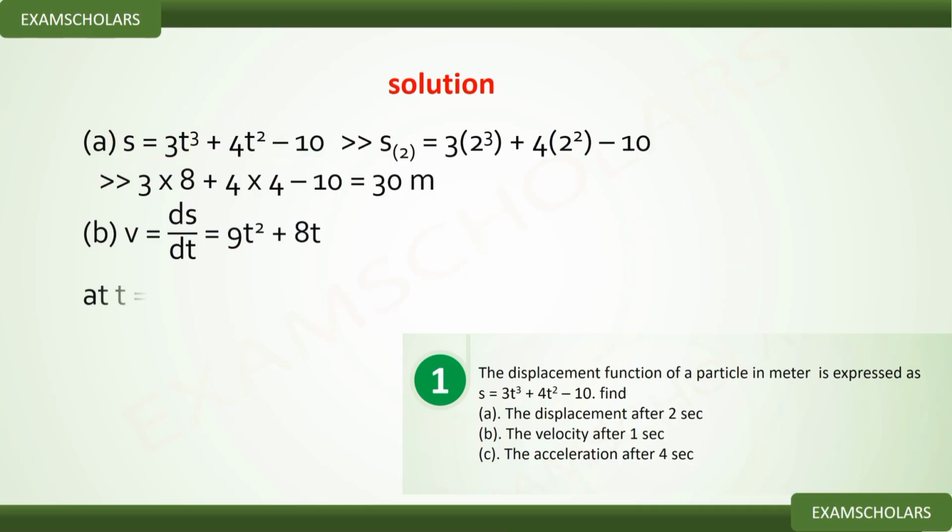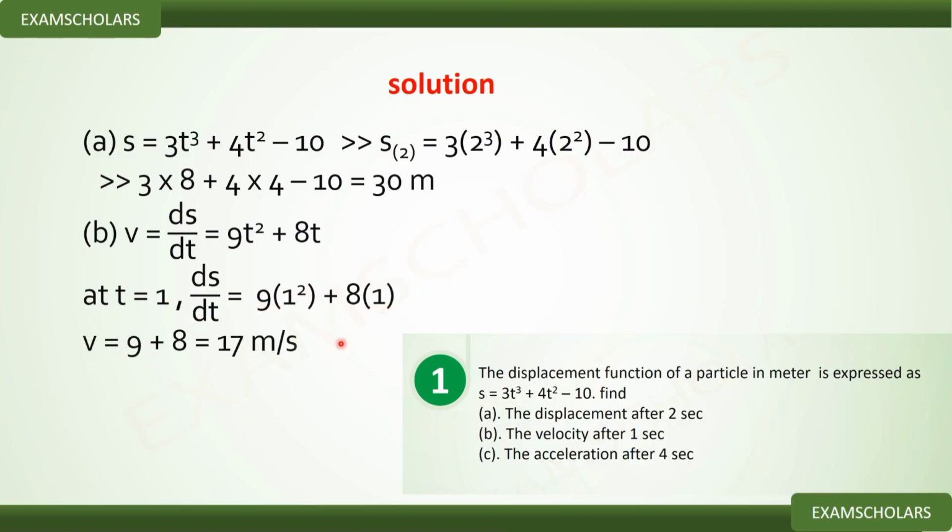Now put the value of t equals 1. So you have ds over dt equals 9(1 squared) plus 8(1). What is 1 squared? 1 squared is 1. 1 times 9 is 9, plus 8 times 1 is 8. 9 plus 8, you now have 17 meters per second.